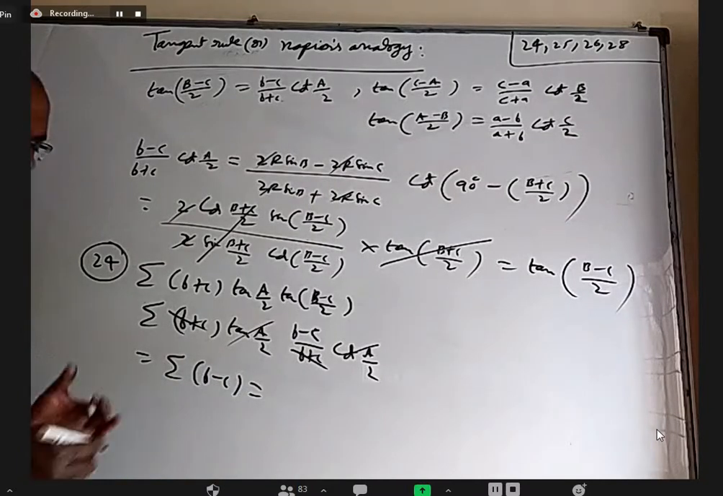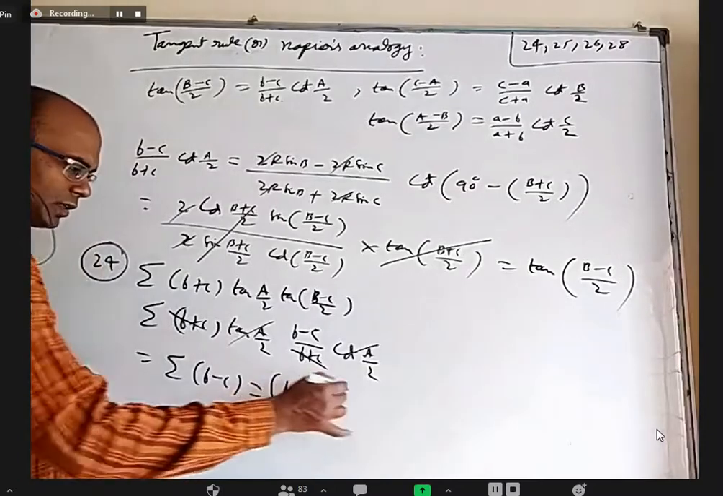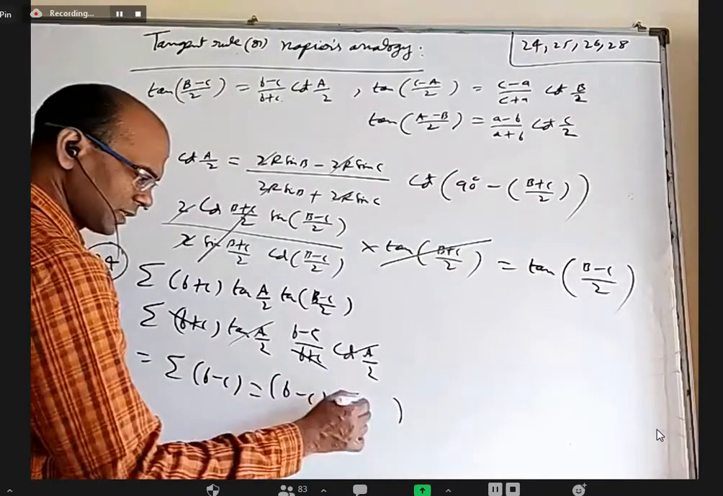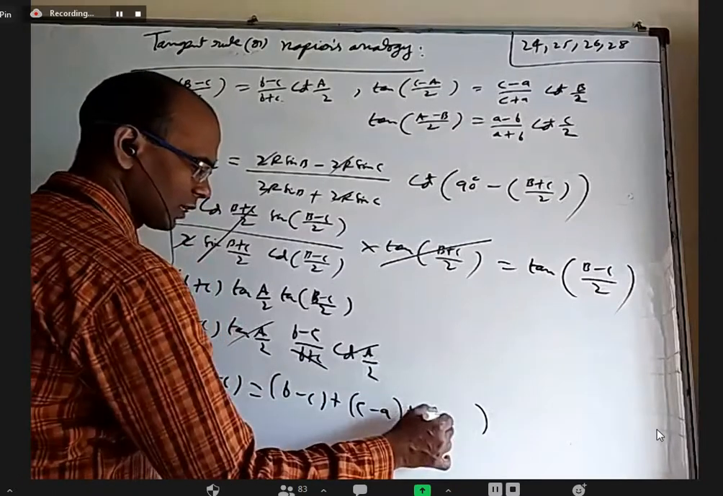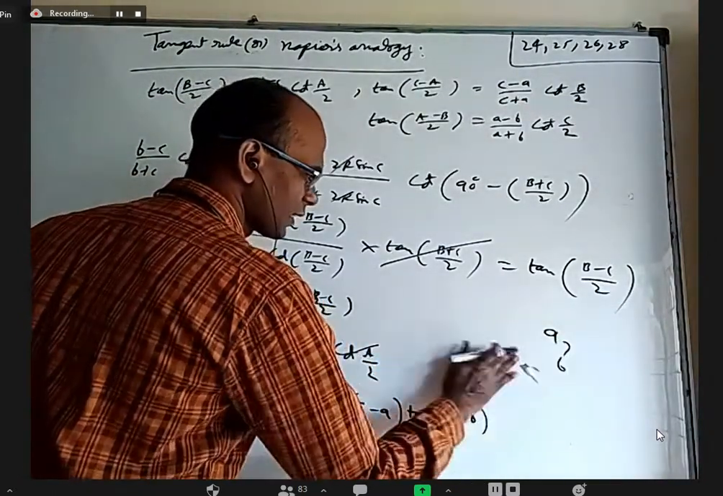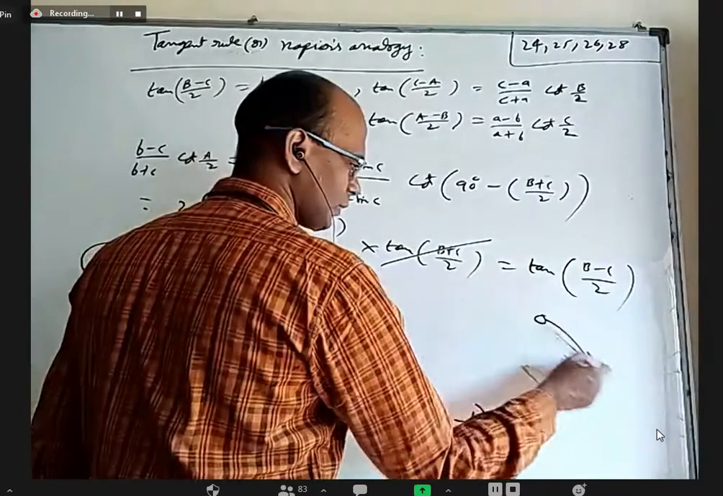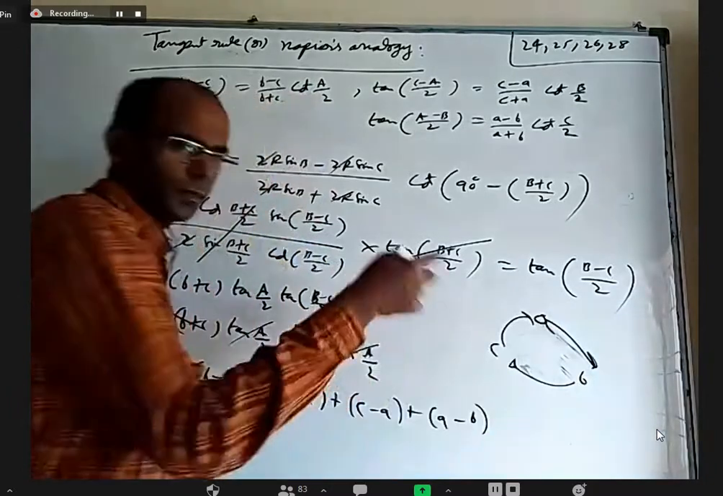I said sigma means sum of 3 things here, especially in this chapter. B minus c. What is next? In the place of b, c will come. In the place of c, a will come: c minus a. In the place of a, b will come. Basically, a, b, c will change cyclically like this. A will become b, b will become c, and c will become a.